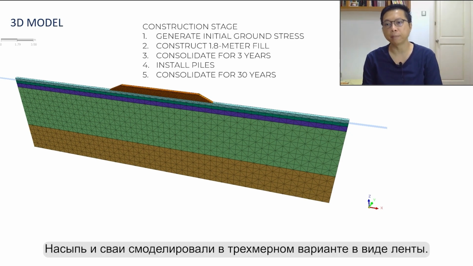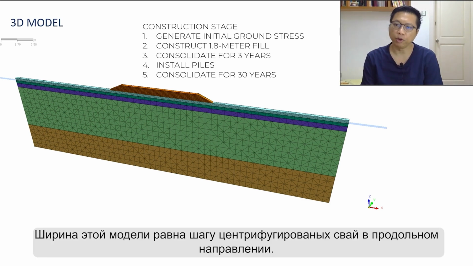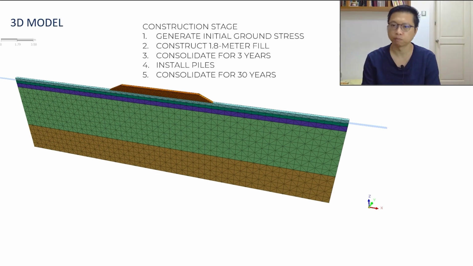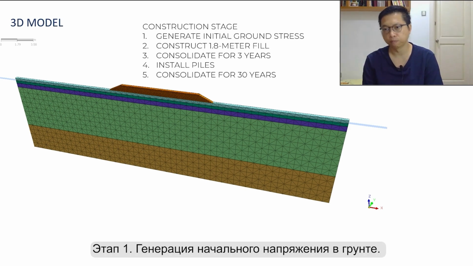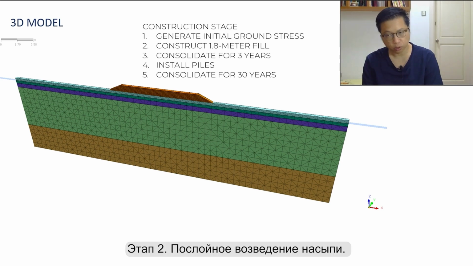We model the embankment and the piles in a three-dimensional model in the form of a strip. The width of the model is equal to the spacing of the spun piles in the longitudinal direction. The construction stage is as follows. Number 1, generate the initial ground stress. Stage 2, construct the embankment in layers.